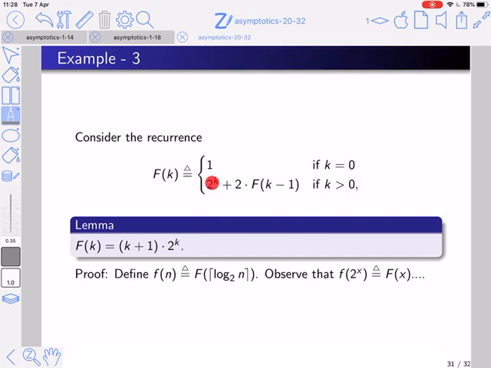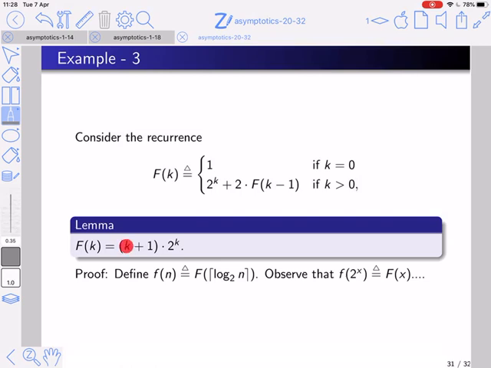So this recurrence is somewhat strange because of two reasons. First of all, the additive term over here is exponential in the argument. And the second reason is that the recursive call is not to k divided by 2, but to k minus 1. Okay? So if we look at this recurrence, it seems to be totally unrelated to the previous recurrences that we saw.